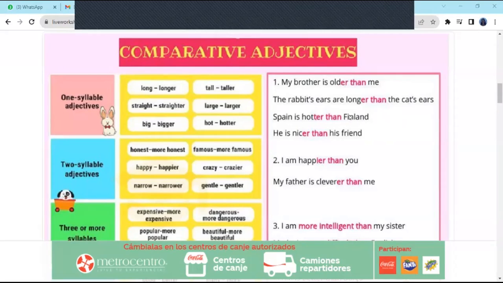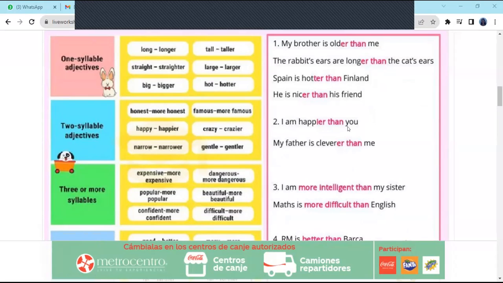We are comparing two different places. He is nicer than his friend. We are comparing two different people. I am happier than you. I am comparing myself with another person. My father is cleverer than me. I am comparing my father with me.